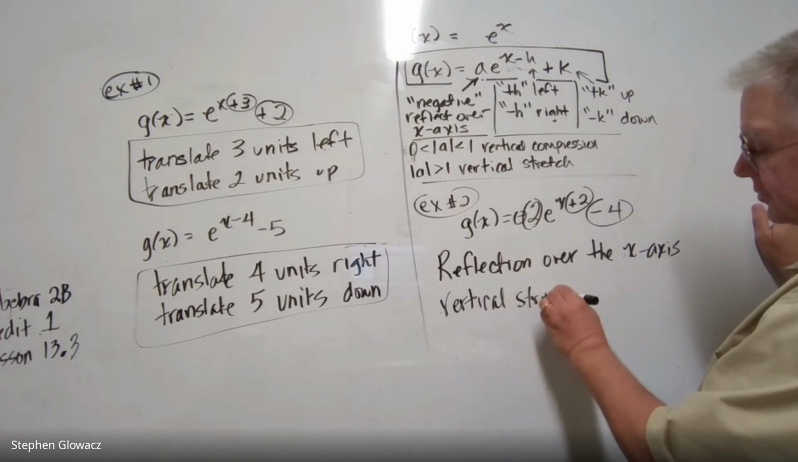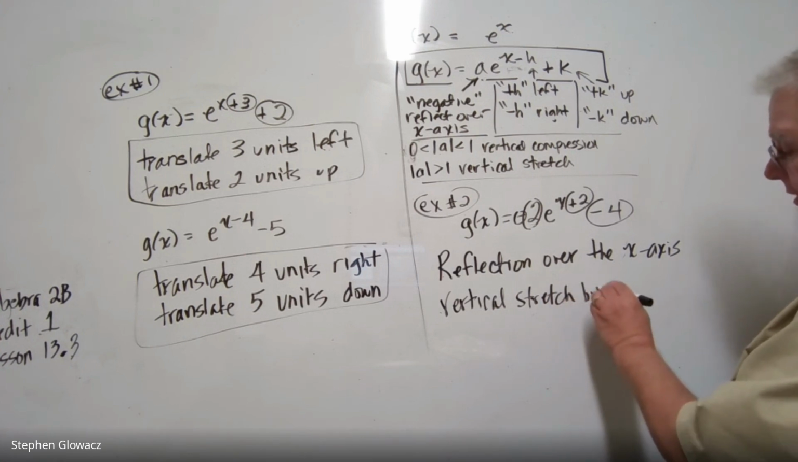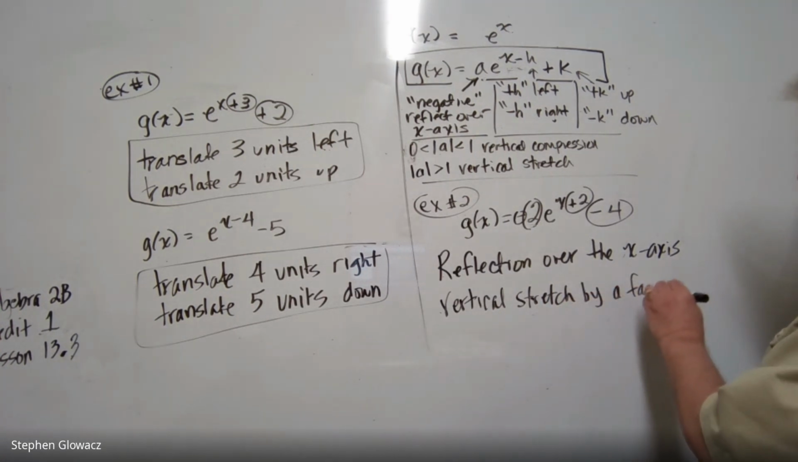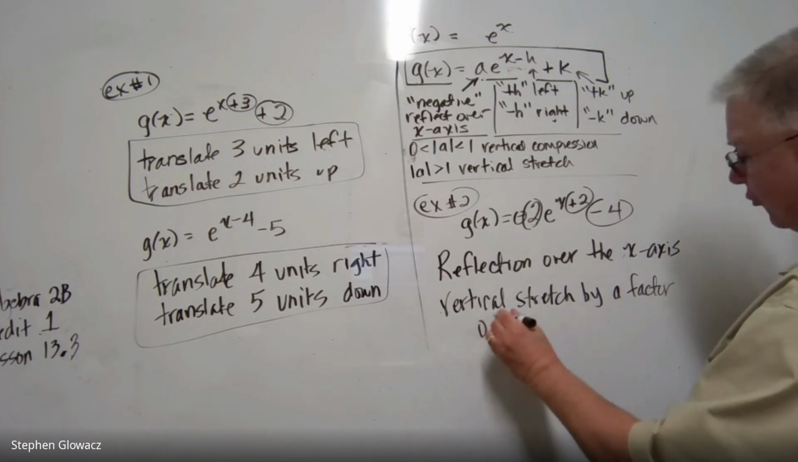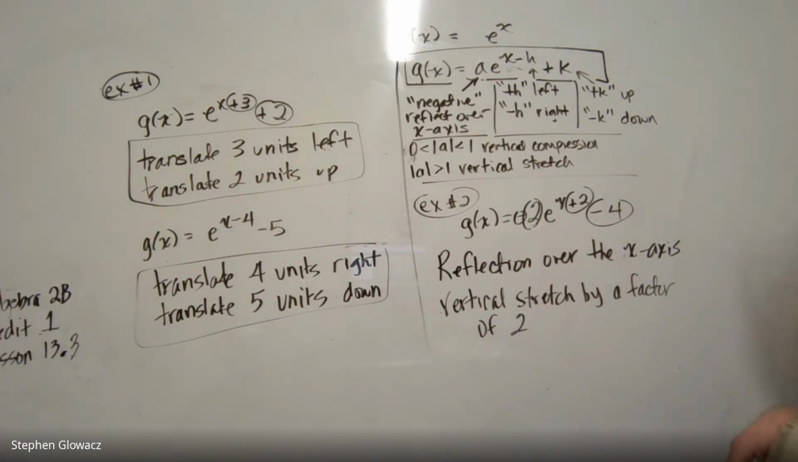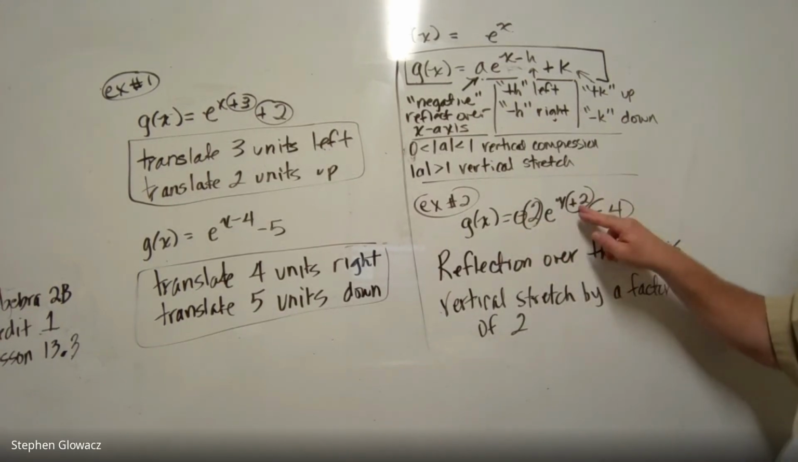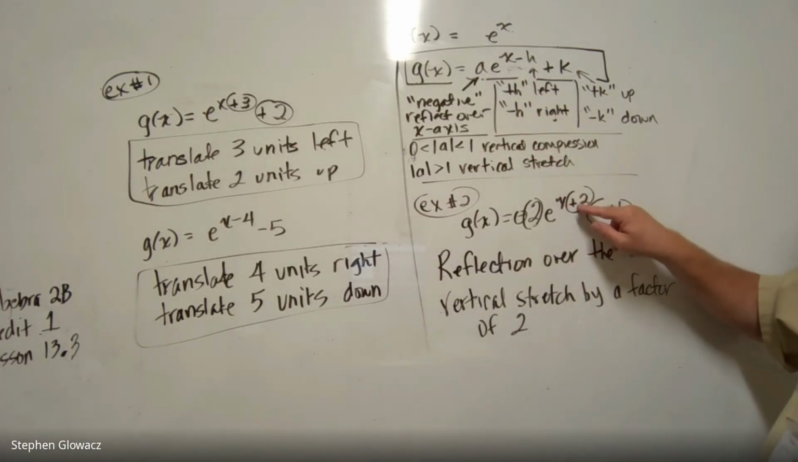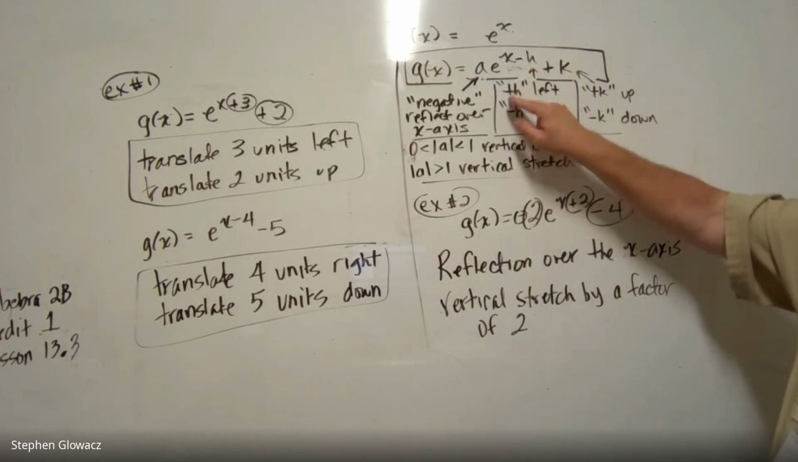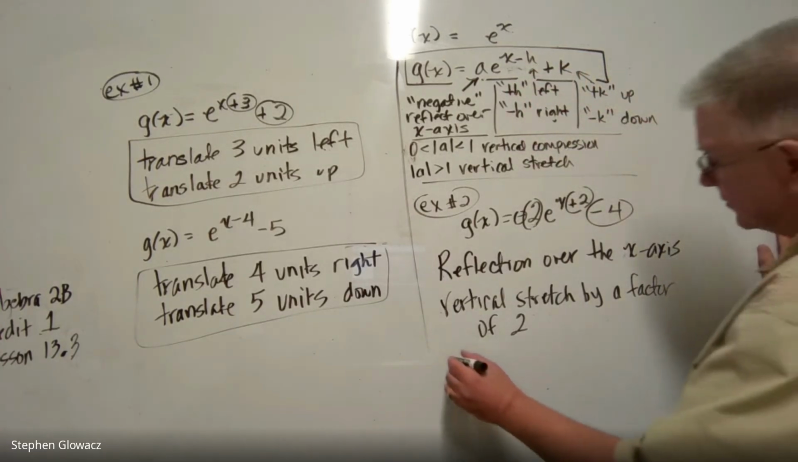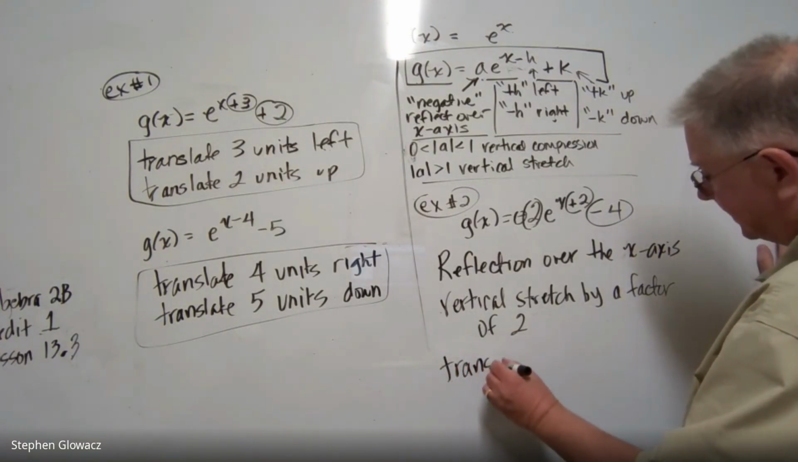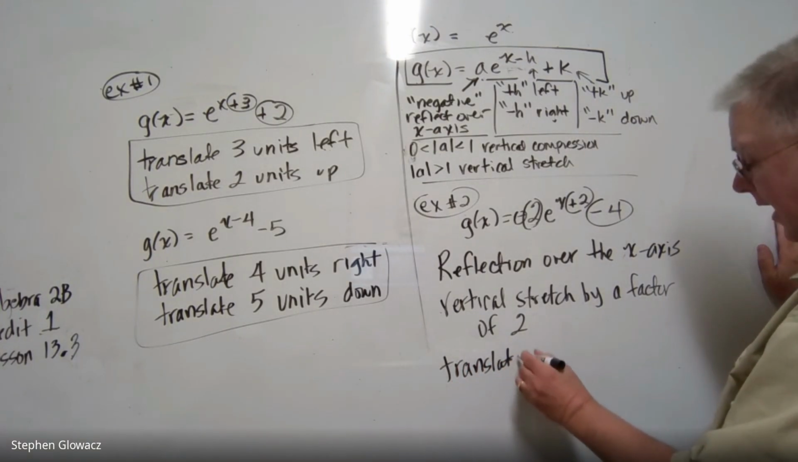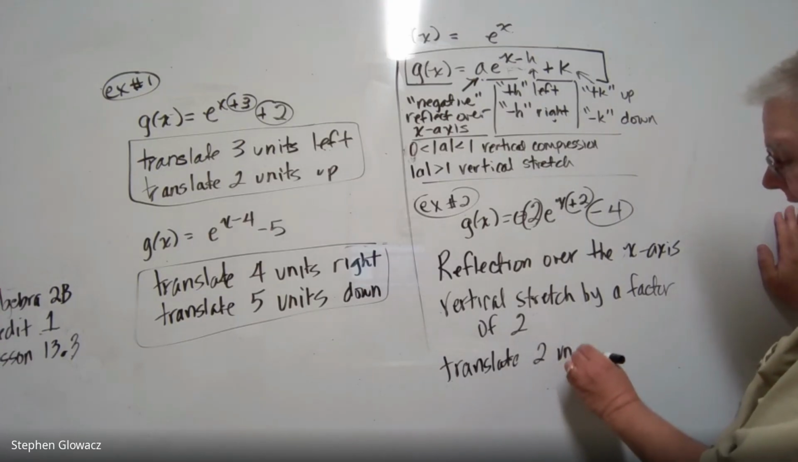And that's a vertical stretch by a factor of 2, whatever that absolute value of a is. All right, so next, that takes care of these two. Plus 2, now we talked about that in those first examples. Plus 2, that's in the exponent, so that's h. Plus moves us to the left, so that will translate 2 units left.